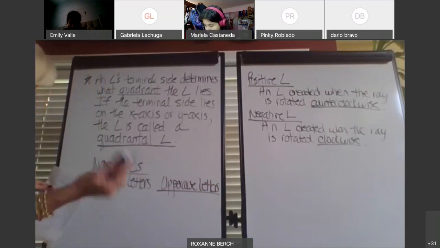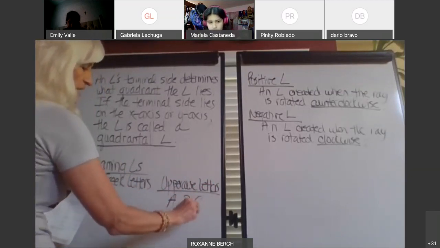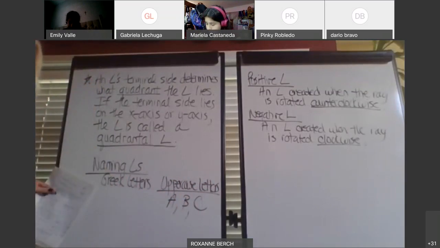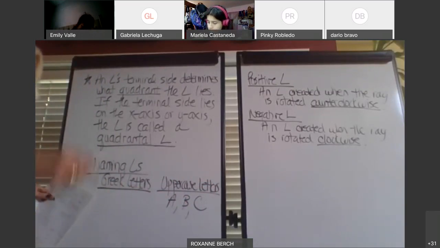So with right triangles, we're going to label the angles A, B, C. And you saw that in geometry. You saw the triangles labeled A, B, C. When we're naming angles in trigonometry, we mostly use the Greek letters. And I don't care which ones you use, whatever ones you want.